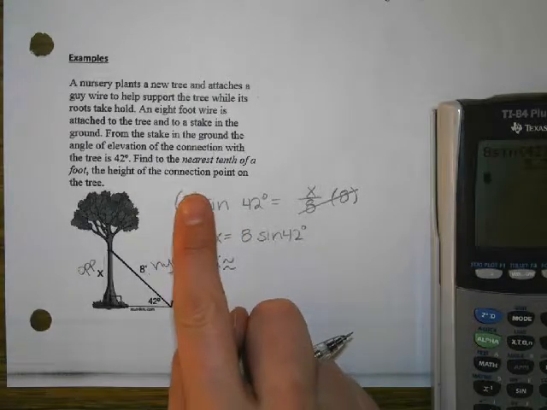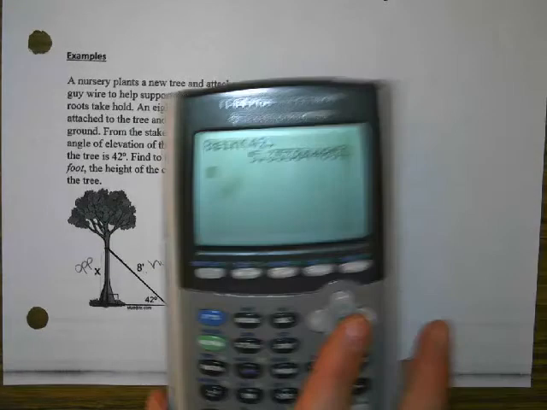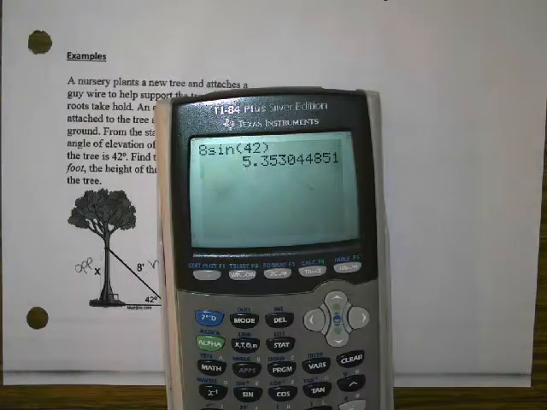Now it says to round to the nearest 10th of a foot. What is the nearest 10th of a foot for this decimal? 1 decimal place. 10th means 1 decimal place. So we're going to say 5.4.